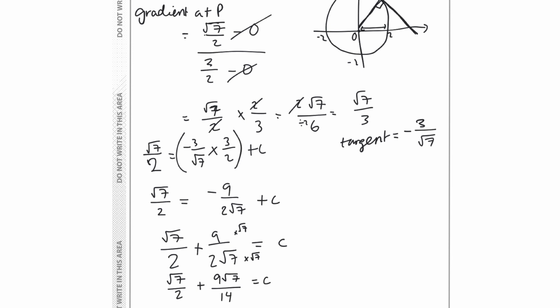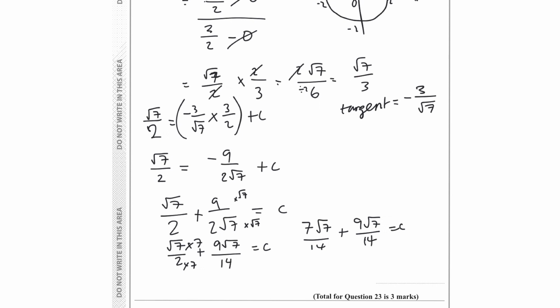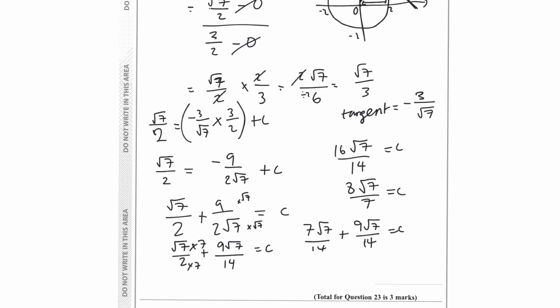We're going to now change the first fraction to have the same denominator of 14, so times top and bottom by 7. That's going to leave you with 7 root 7 over 14 plus 9 root 7 over 14 is equal to c. 9 root 7 plus 7 root 7 would leave you with an answer of 16 root 7 over 14 equals c. We can simplify this, so divide top and bottom by 2, which would be 8 root 7 over 7 is equal to c.